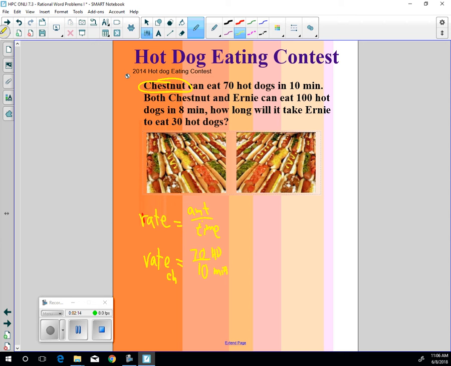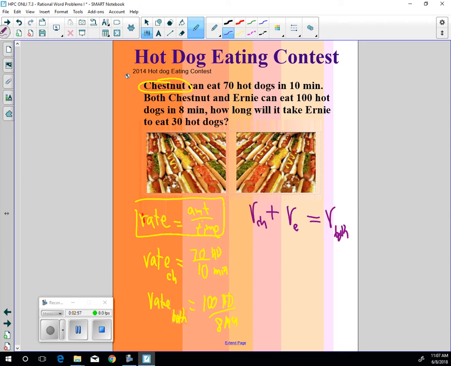Both Chestnut and Ernie, so the rate of both, is going to be 100 hot dogs per 8 minutes. Now, the big idea is the rate of Chestnut, the rate of Ernie, and the rate of both should be related. So think of it this way. The rate at which Chestnut eats hot dogs plus the rate at which Ernie eats hot dogs, if you added those up, you should get the rate of both.